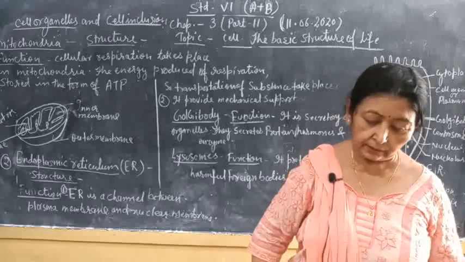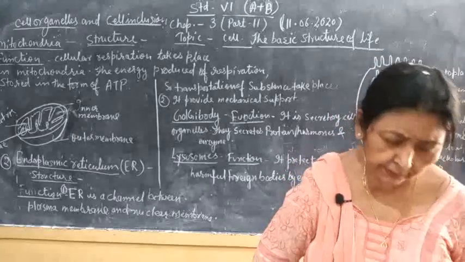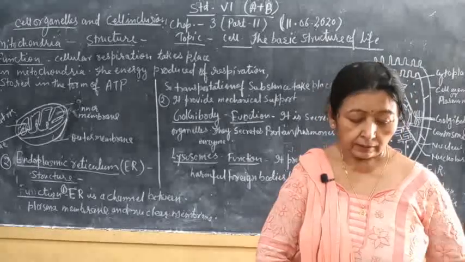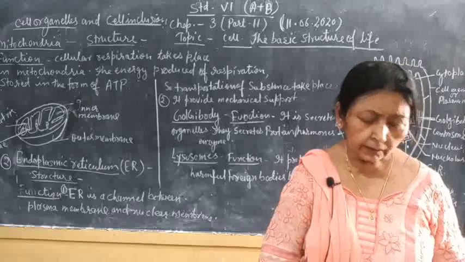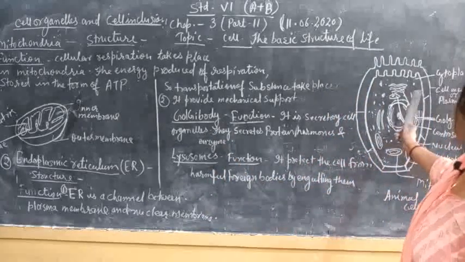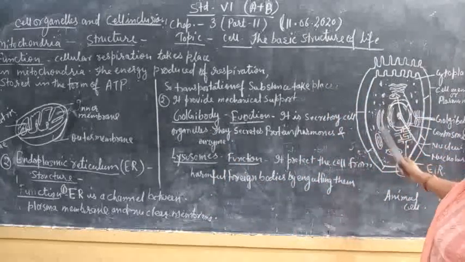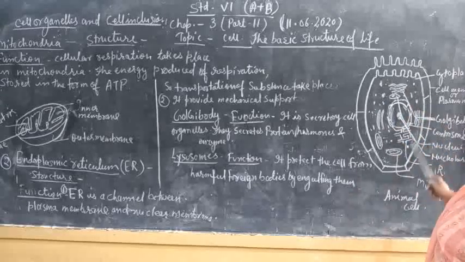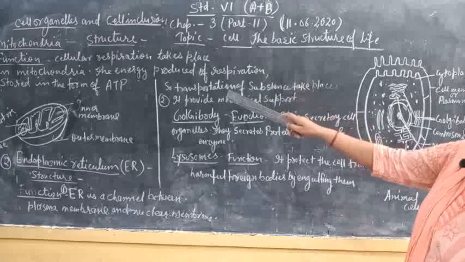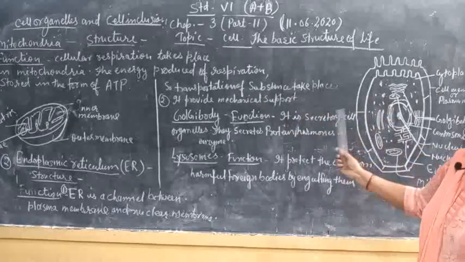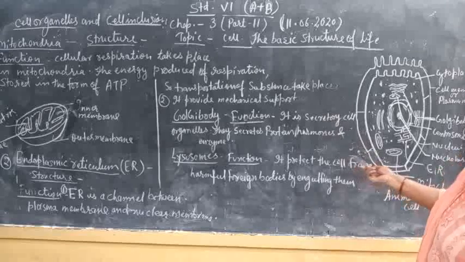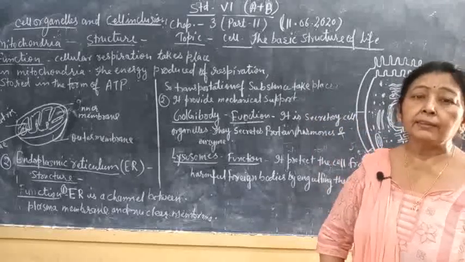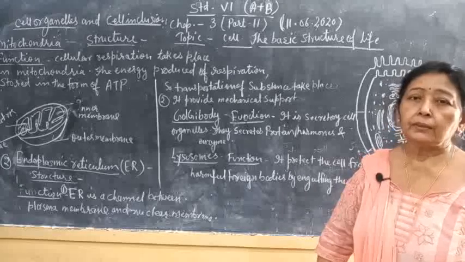Cell organelles. Cell organelles are living and are distributed in the whole cytoplasm of the living cell. They are double membrane bound. Cell organelles have a definite shape and size and perform a definite function.